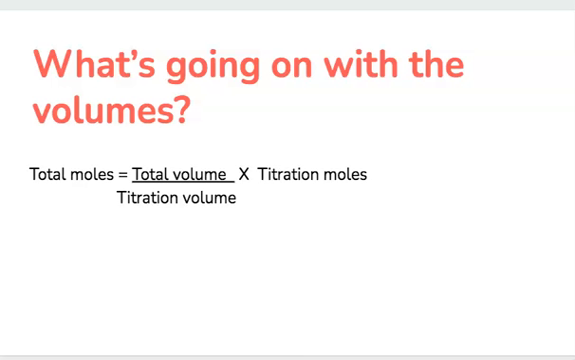So remember, we're trying to work out the total moles of sodium carbonate here. And right now, we know the titration moles. So that's what we were able to work out by starting with the number of moles of HCl that reacted with the sodium carbonate in the titration. So the titration moles we've got is 0.0033.